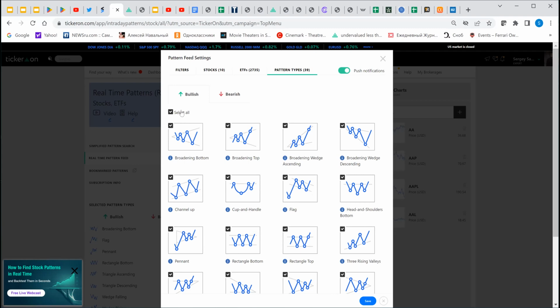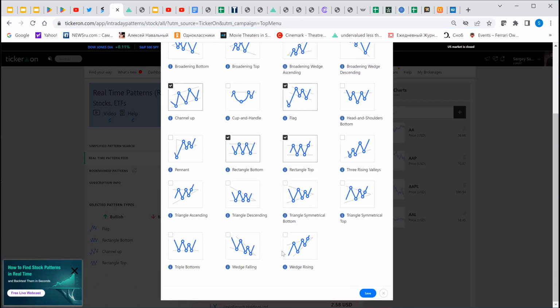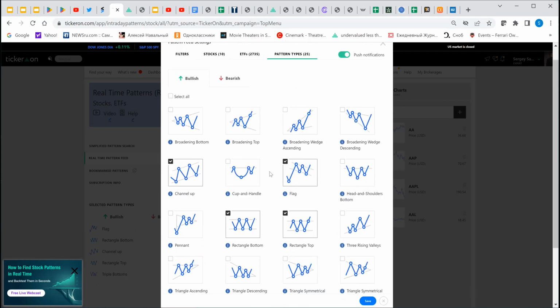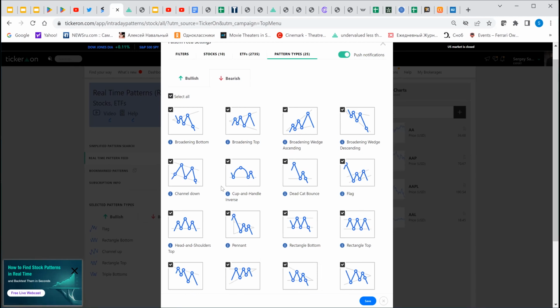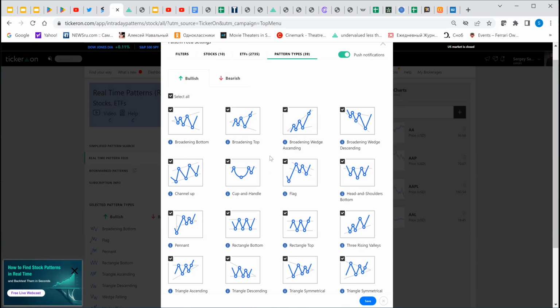For instance, some people like channels. I also like channels. Like this is a channel up. I like flags, for instance, and I like this horizontal type of channels, rectangular bottom, rectangular top. And then I also like triple bottoms because they kind of look like channels. If you save, then the AI is going to be searching for bullish patterns, only these patterns. And for the bearish, you have to do pretty much the same, okay? Or you can select all, and that way you're going to get all of them.